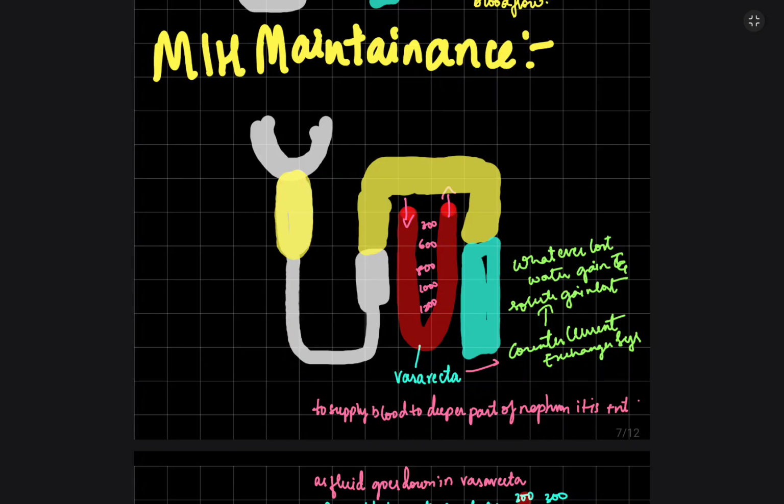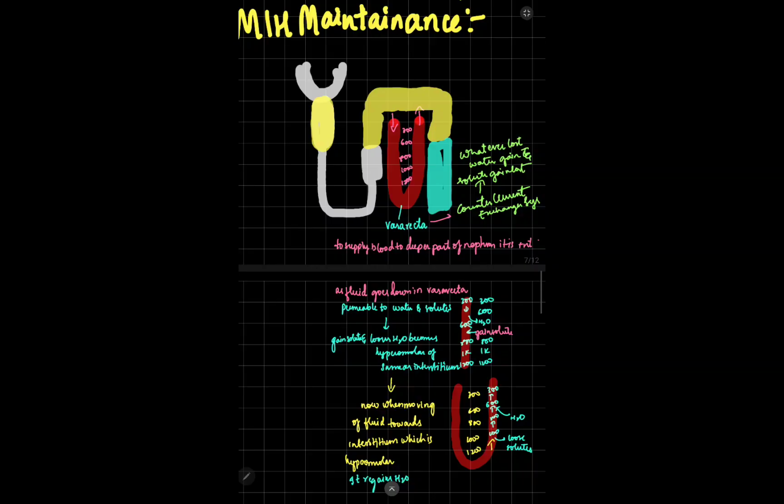Now let us see how the medullary interstitial hyperosmolarity is maintained. This is the vasa recta, right? The blood flows down and then goes back. The vasa recta is the blood supply to the deeper parts of the nephrons. When the fluid goes down in the vasa recta, it is permeable to water and solutes. As the interstitium is hyperosmolar, it constantly loses water and gains a few solutes, but it majorly loses water, making the fluid hyperosmolar.